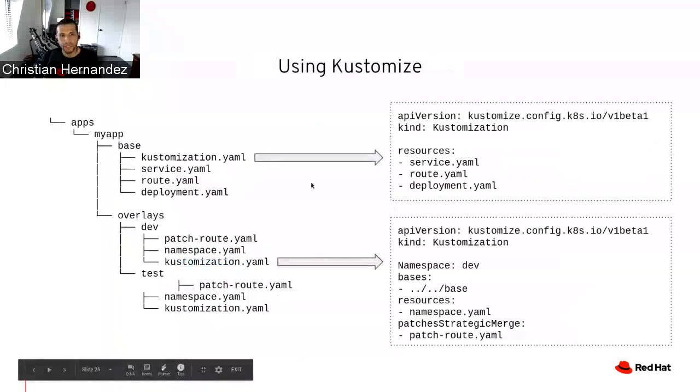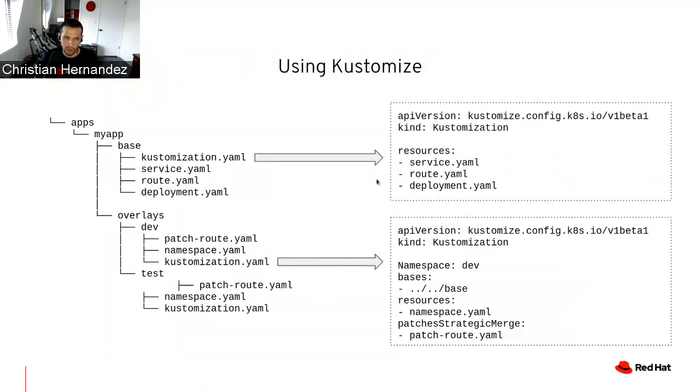So this is kind of how it looks. If you look to the left-hand side here, I have something called my application. And then I have my customization file, and all my customization file in base. Remember, base is all my core YAMLs. It's basically the same for all environments. I have a service, route, deployment, right, standard Kubernetes thing.